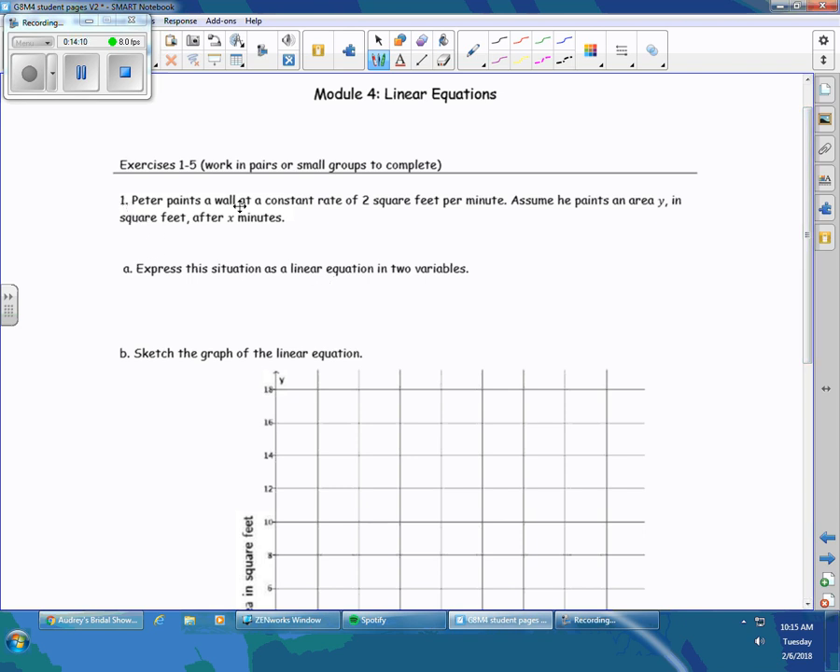So Peter paints a wall at a constant rate of 2 feet per minute. Assume he paints an area y in square feet after x minutes. Express this situation as a linear equation in 2 variables. So pause the video and see if you can get this equation written. Okay, 2 feet per minute, so that's going to be 2 over 1. So total feet, y, is equal to 2 feet times the number of minutes. So that'll be your x.